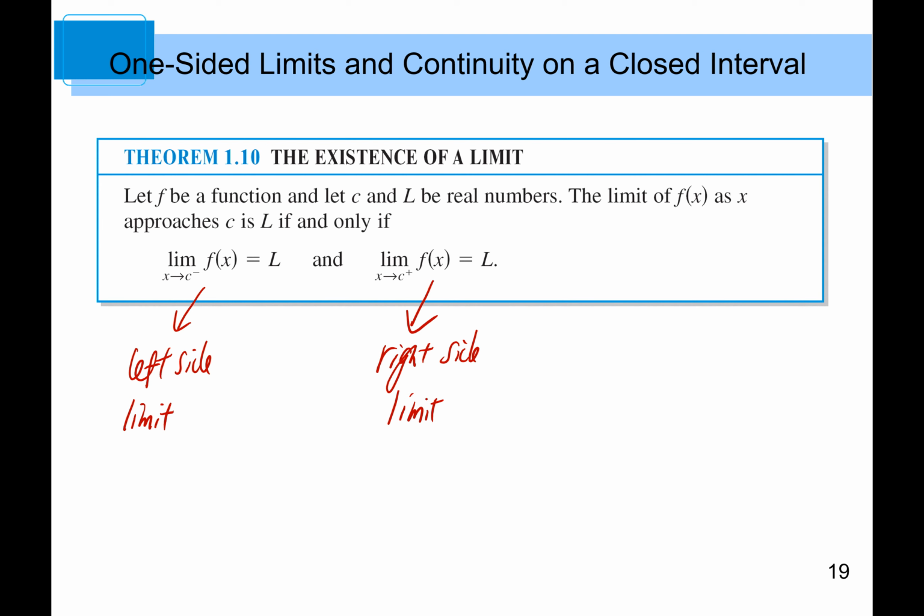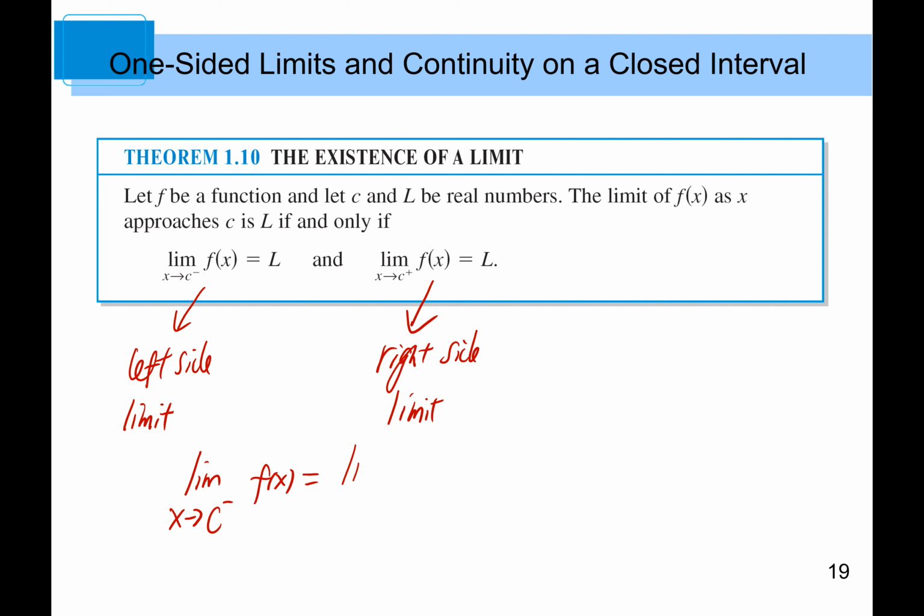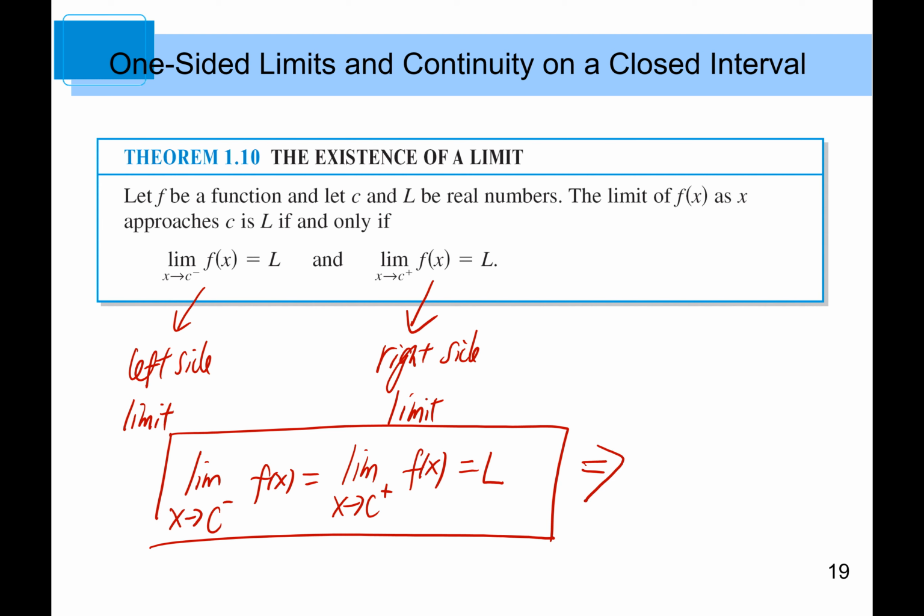Putting it this way, the limit as x approaches c from the left of f of x equals the limit as x approaches c from the right of f of x, and they both equal the same thing, L. That will give us, then, that we say the limit exists at x equals c.